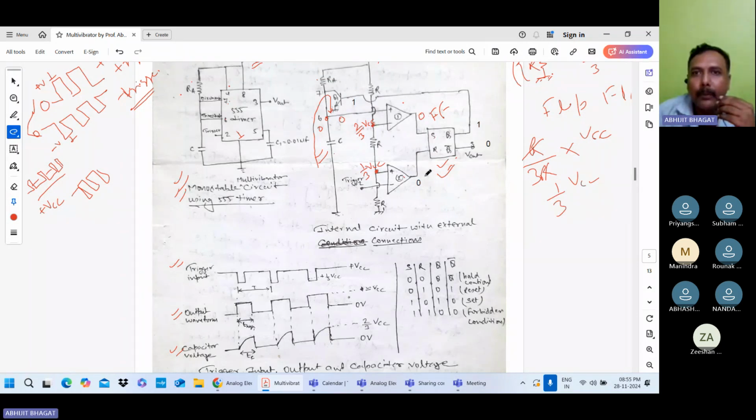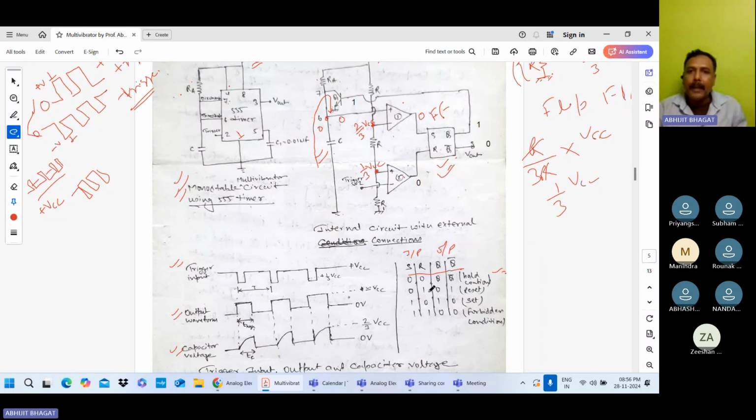S is 0, R is 0, your output is what? This is the truth table for the SR flip-flop. So when S is 0, R is 0, S and R are the inputs, Q and Q bar are the outputs. So you can see in the truth table, when S is 0, R is 0, your output is Q and Q bar. That means the previous output remains, there is no change. It is called the hold condition.